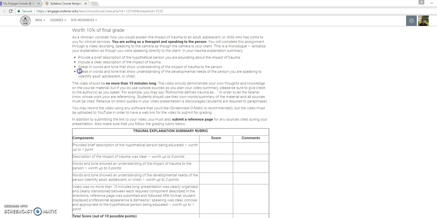You also have to speak in words and tone that show an understanding of the developmental needs of the person you are speaking to. So you won't use fancy language with a child, or someone who is suffering from mental retardation, for example. You would use the appropriate language with the appropriate person and translate all this information that you now know to help the client understand what is going on with them.